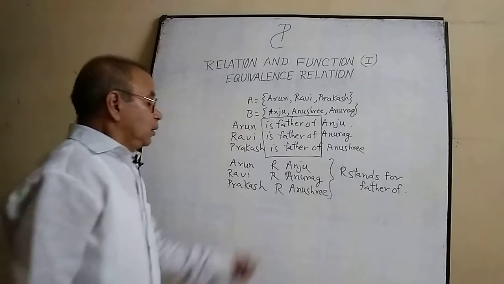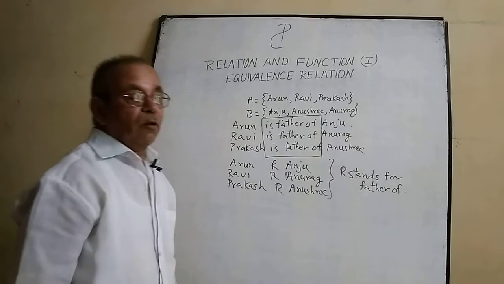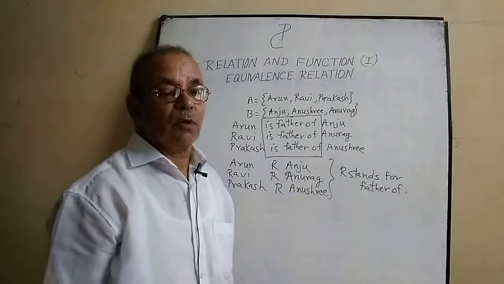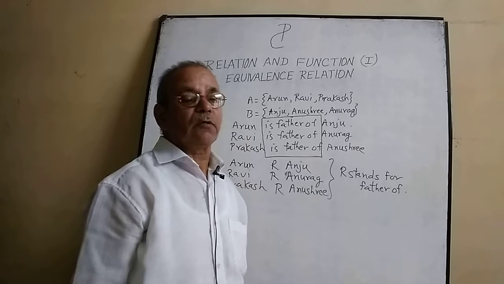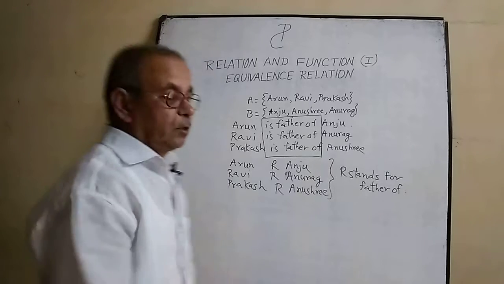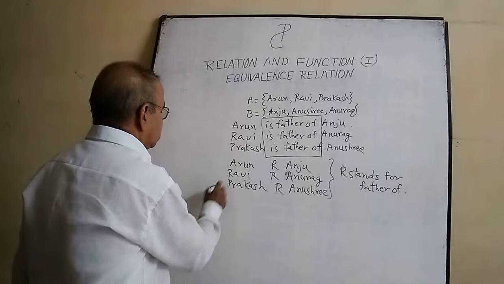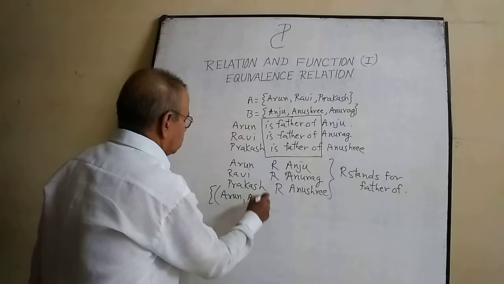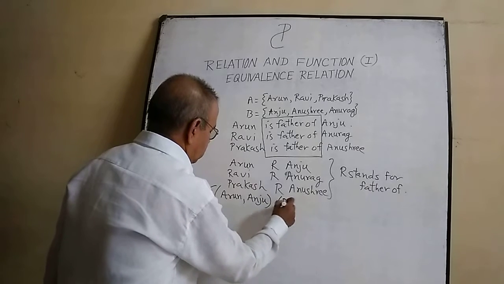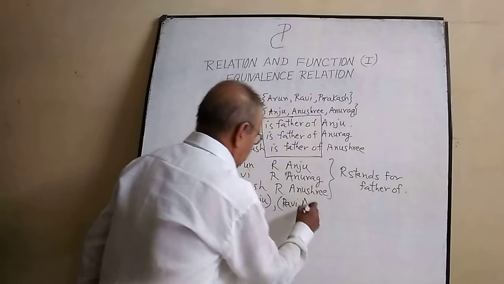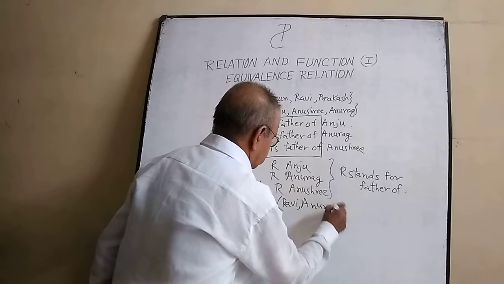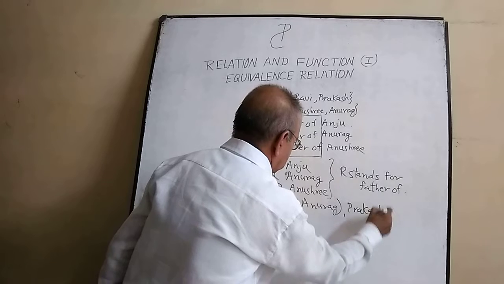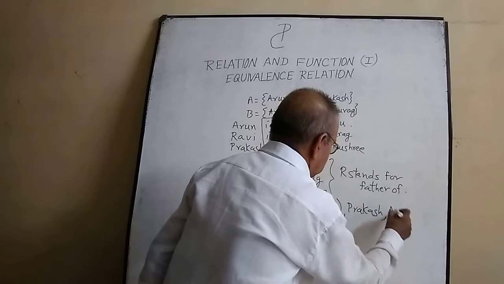Now we can also represent relation in the form of ordered pairs, because the ordered pair is the most important tool in relation and function. So how can we write it like this? Suppose Arun, Anju; Ravi, Anurag; and Prakash, Anushri.